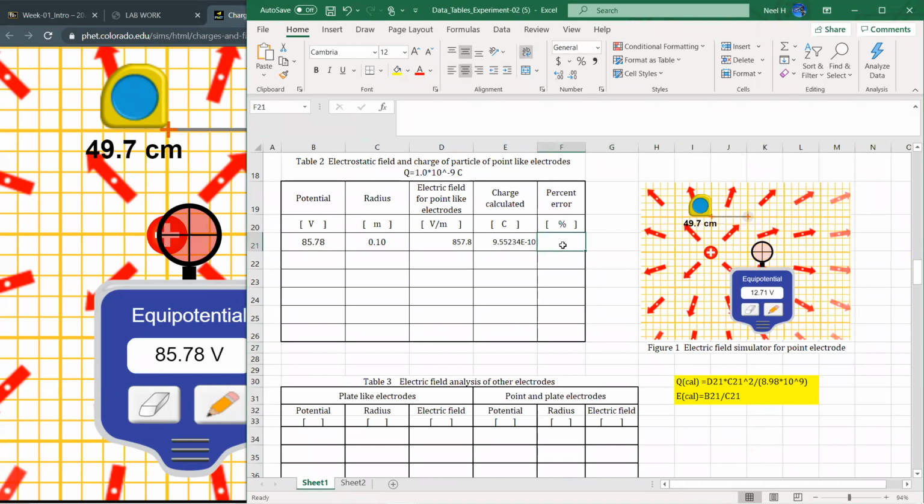Let's do the percentage error. Equal sign, ABS, open brackets, charge expected 1.0 times 10 to the power minus 9, minus calculated E21, close brackets, divided by open brackets, expected value 1.0 times 10 to the power minus 9, close brackets, multiplied by 100. It's about 4% error.